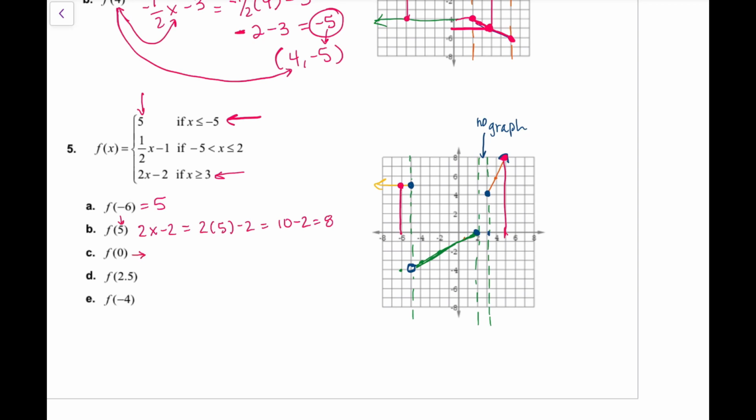F of 0, if we look on the graph, it's right here at -1, or 0 is in between -5 and 2, so we use the second equation, 1/2 times 0 minus 1. 1/2 of 0 is 0, minus 1 is -1. Now, f of 2.5 is in this no graph area right here where nothing is. So this is actually going to be undefined. It hasn't been defined at 2.5.